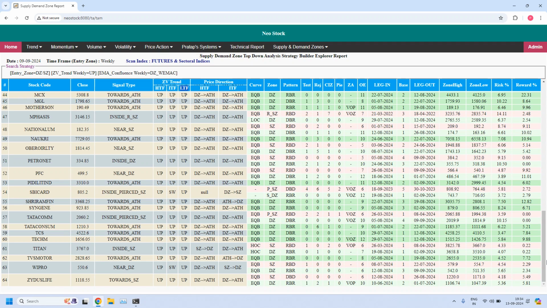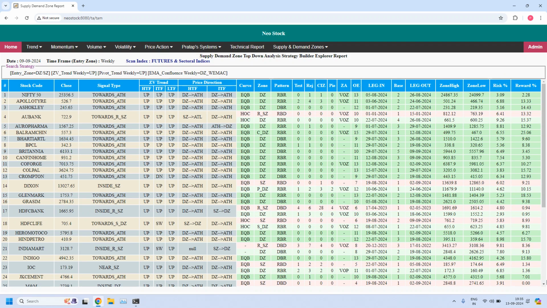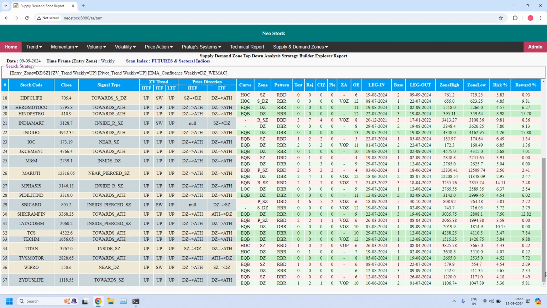Even if swing high-low trend is also uptrend, then those stocks are much more powerful stocks. So I am adding one more filter, trend based on swing high-lows, that is pivot high-lows. So weekly trend I am selecting uptrend. Let me filter. Now the list is reduced. These are the first 24 stocks. I am scrolling the list down.